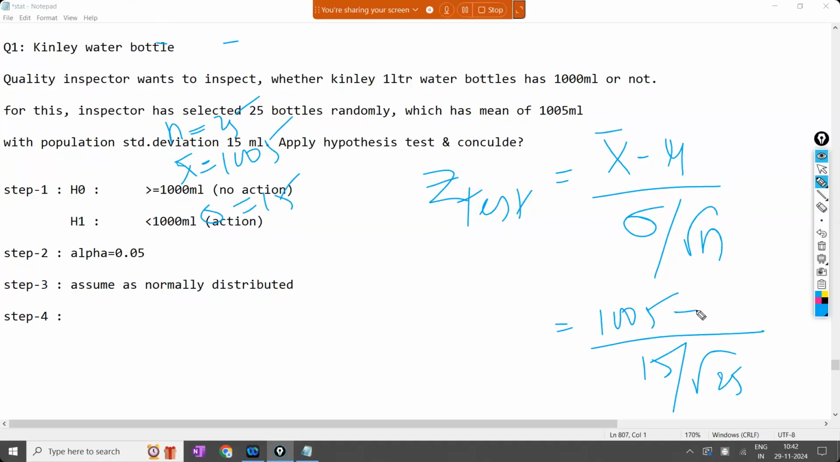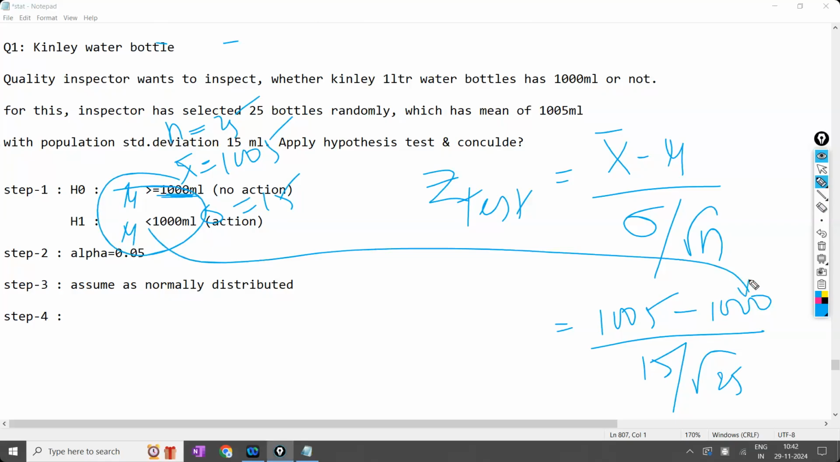Now what about mu, sir? Mu is nothing but the value for which you are applying the hypothesis test, because you are checking whether the population mean should be greater than 1000 ml or less than 1000 ml. So that 1000 value you have to write here. Whatever you write in the null hypothesis, that number will come here. Once you substitute, you are going to get the test statistic value.